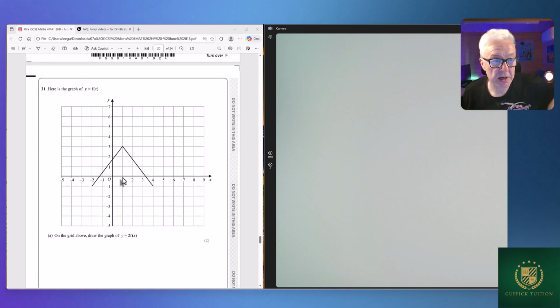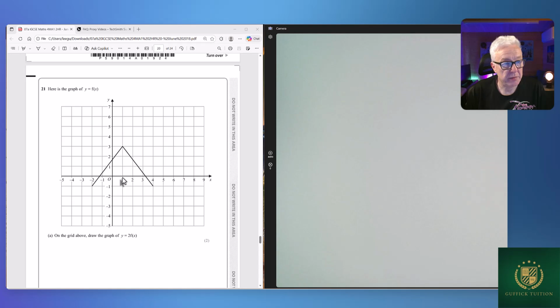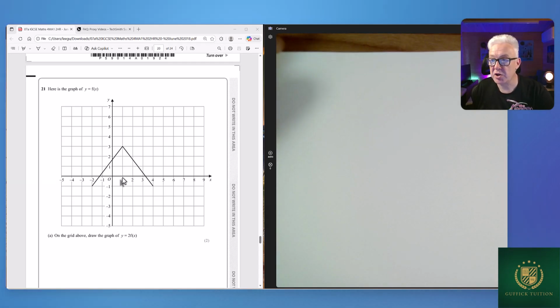Hello everyone, we've got here now a graph transformation question, and getting towards the end of the paper, and it says here is the graph of y equals f of x. On the grid above, draw the graph of y equals 2 times f of x. So what type of transformation is this?